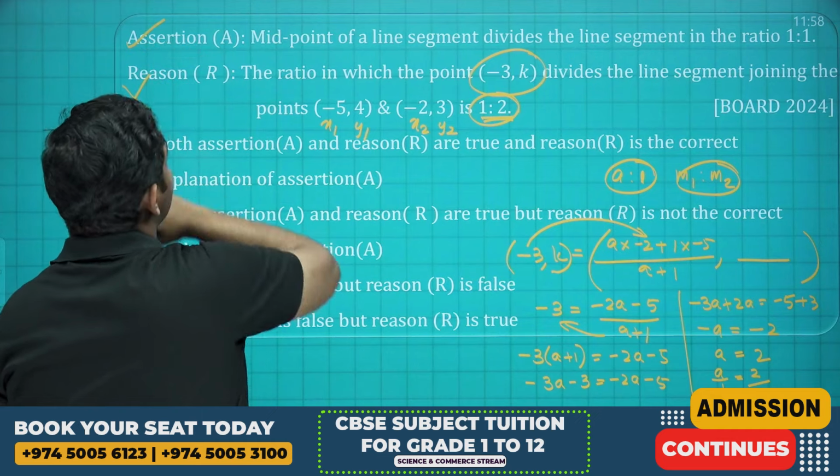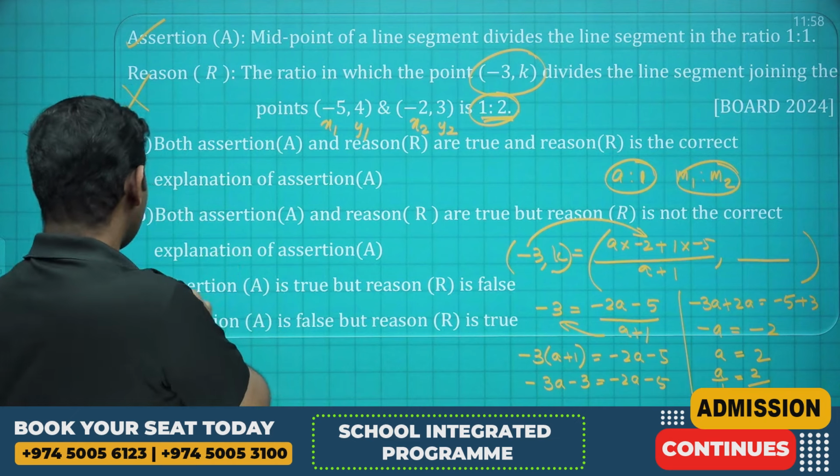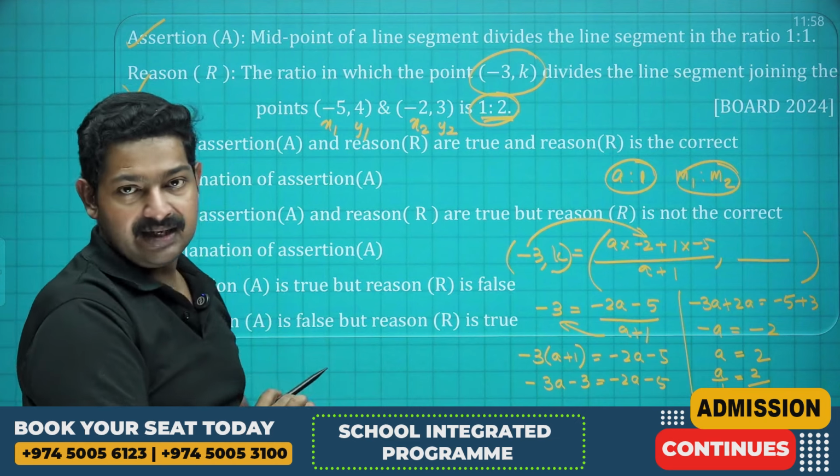Assertion is true, but the reason is wrong. So which is the correct answer? Option C is the correct answer.